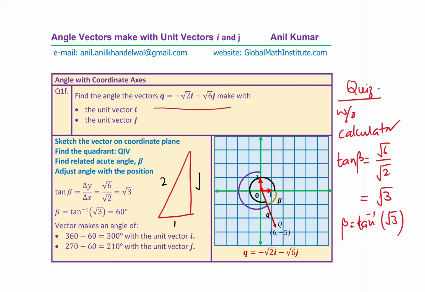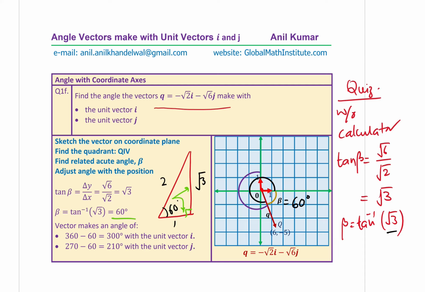30, 60, 90. Perfect. Here we have 60 degrees. We're looking for square root of 3, the opposite side being square root 3, adjacent being 1, and clearly the right angle triangle which we have drawn here helps to find the answer. So the angle is 60 degrees. Clearly, that is the related acute angle. So we get the related acute angle beta as equal to 60 degrees as shown here.